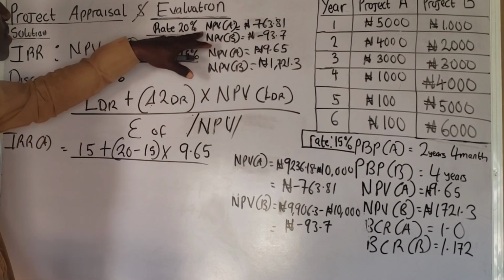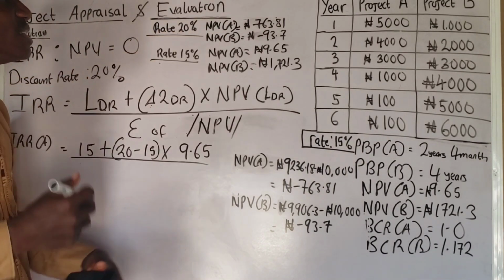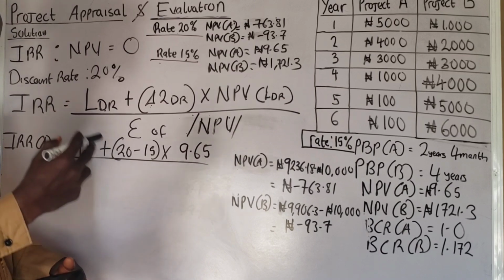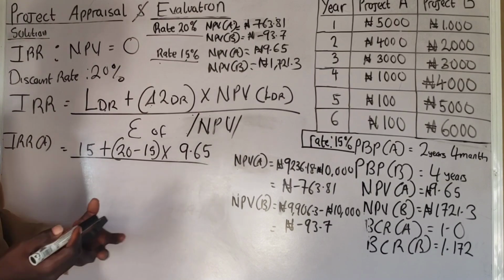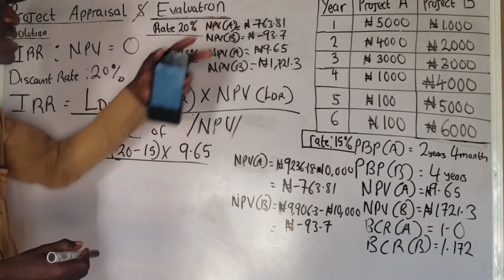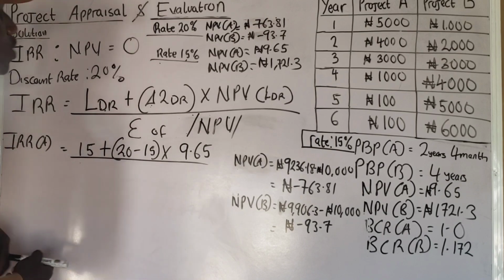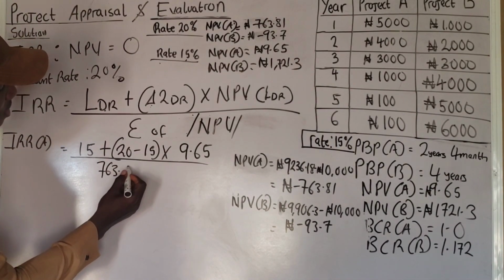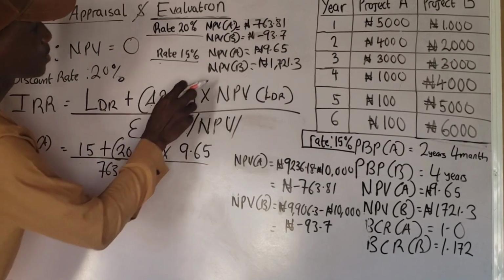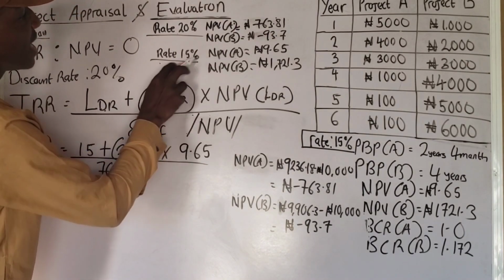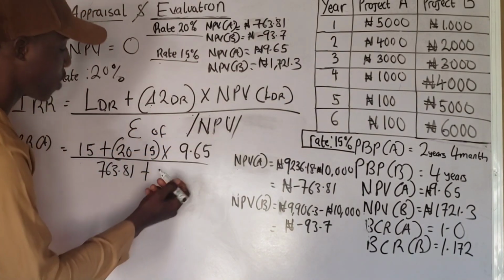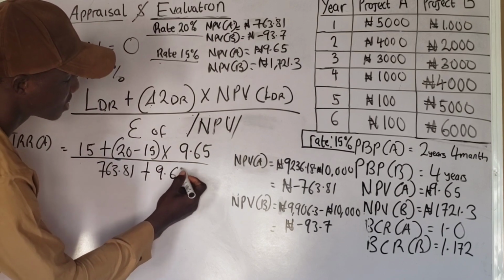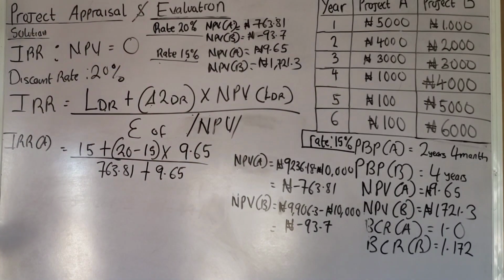NPV of A at 20% is what? Negative 763.81. Here I'm going to take the absolute value. You understand? So the negative sign is eliminated. So I'm going to have 763.81 plus the absolute value of NPV of A at 15%, which is 9.65. So I'm going to have plus 9.65. Do you understand? If you didn't understand, listen to the explanation again.